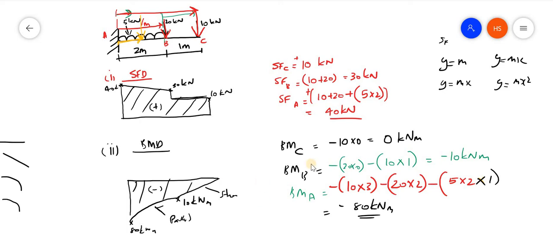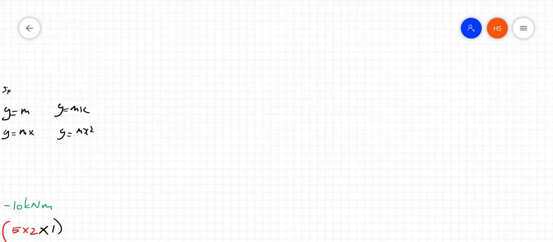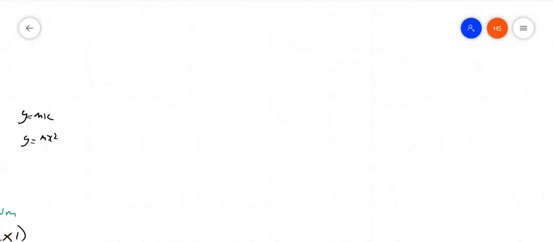Again, one more sample problem we will do, considering a UDL like this.